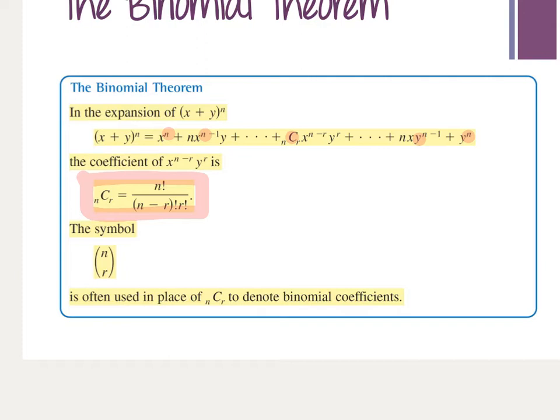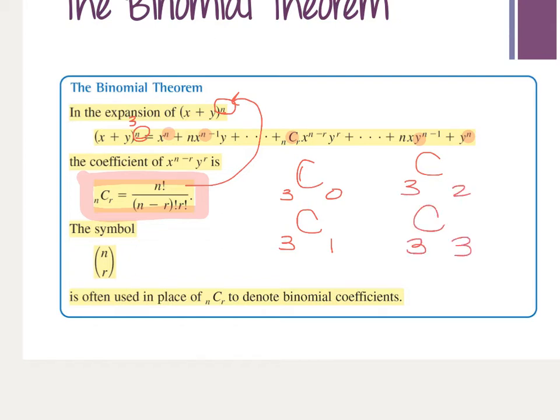The CNR. The n is the number that is your exponent on your original binomial. The equation is n factorial over n minus r factorial times r factorial. The r is which term you're trying to find. So the very first one would be C, and let's say this is raised to the third power. It would be 3, 0. And then the next one would be C 3, 1. And then C 3, 2. And then C 3, 3.